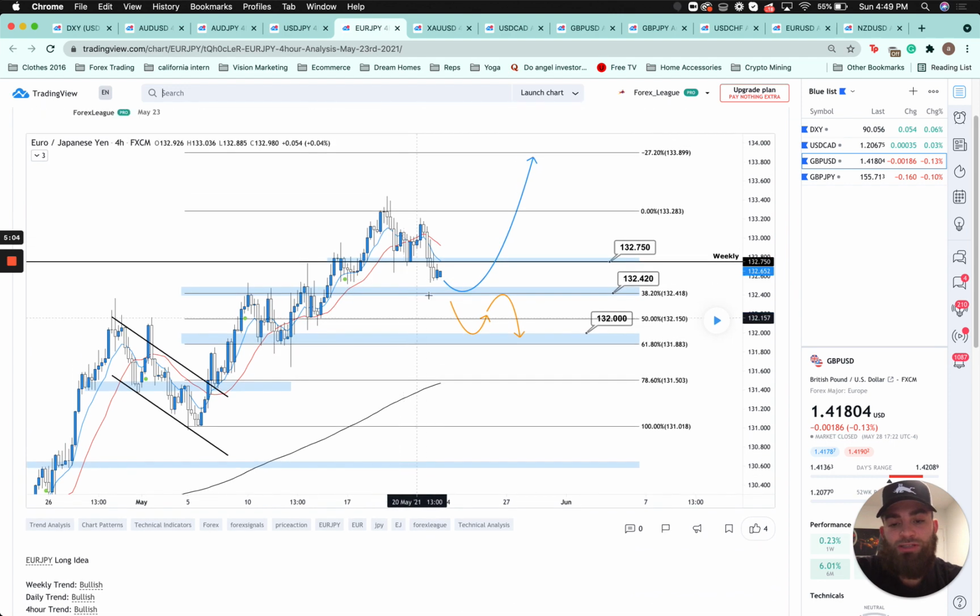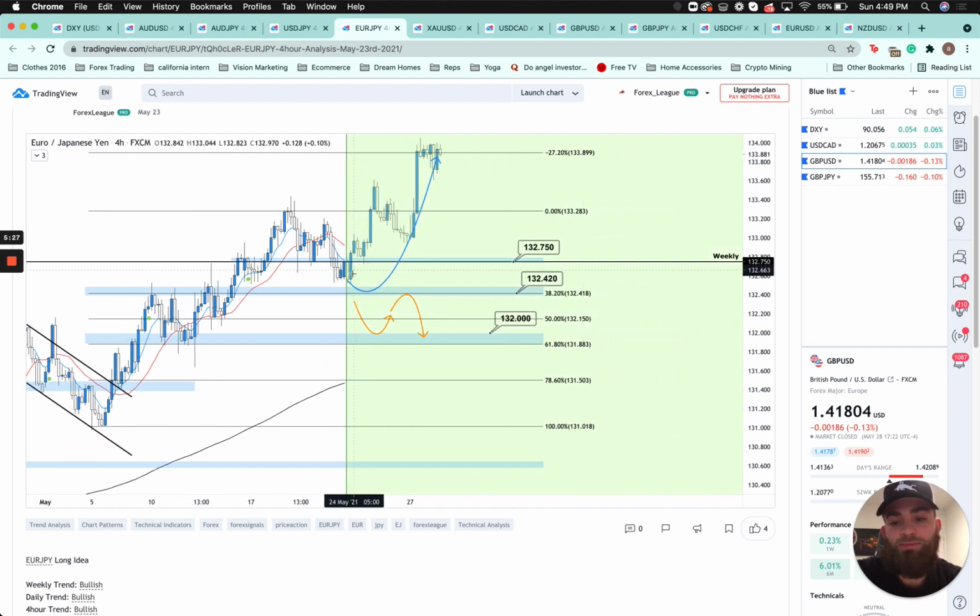So this pair, trade scenario 1, price continues. This is in an uptrend. Right here we have this 132.420 level, but we also have this serious resistance level at 132.750. So price is in a critical area right now. We're either going to continue with this higher trend, or we're going to continue in this mini downtrend that we're in. Price ended up respecting this level.